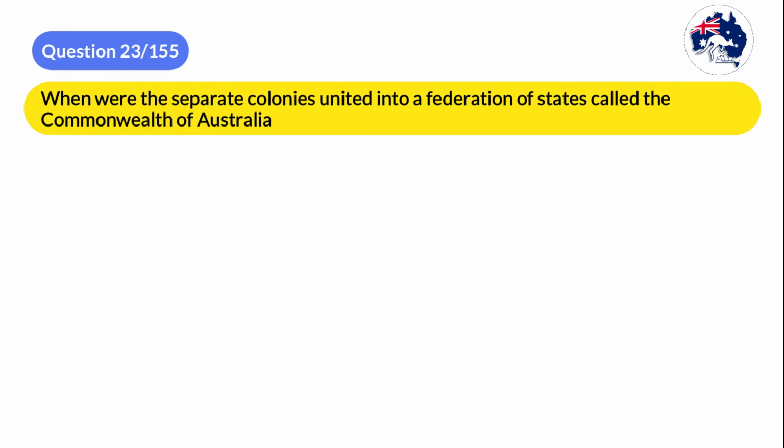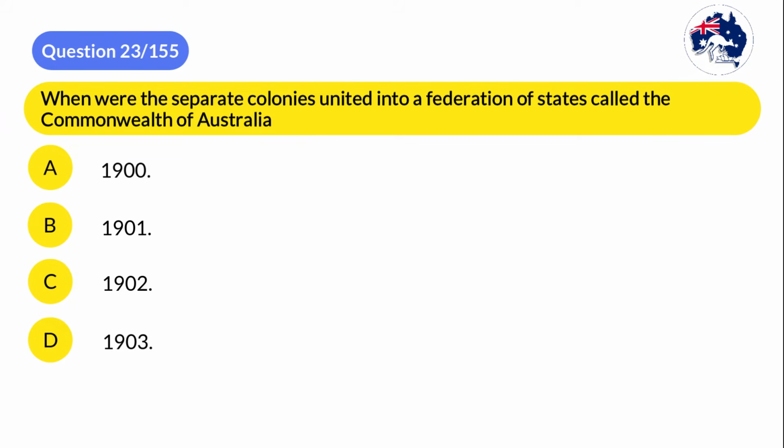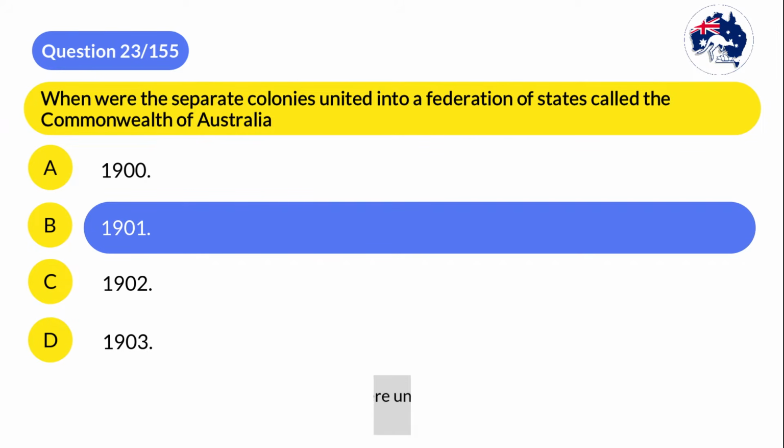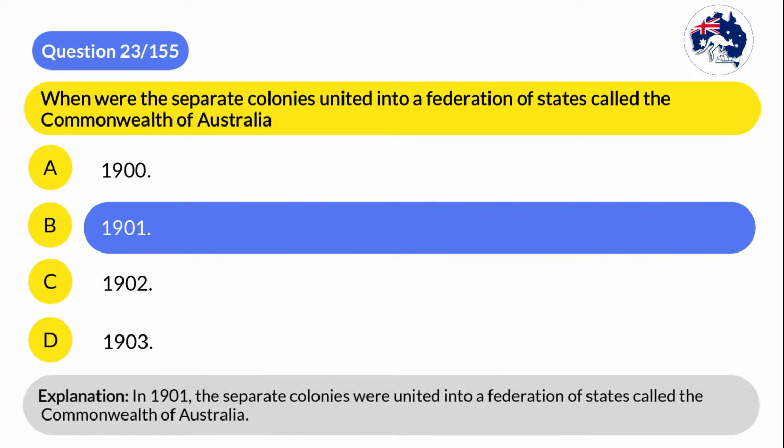Question 23. When were the separate colonies united into a federation of states called the Commonwealth of Australia? A. 1900. B. 1901. C. 1902. D. 1903. The correct answer is B. 1901. Explanation: In 1901, the separate colonies were united into a federation of states called the Commonwealth of Australia.